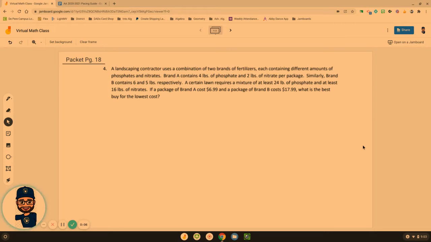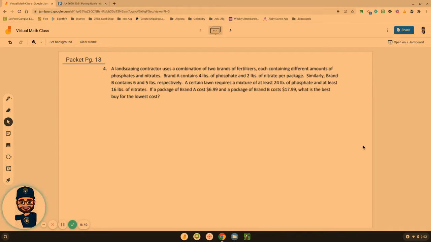Today we are going to look at problem number 4, which is on page 18 of your chapter 5 packet. It is a landscaping problem. A landscape contractor uses a combination of two brands of fertilizer, each containing different amounts of phosphates and nitrates. So he's using these two different brands on the same lawn or something. Brand A contains 4 pounds of phosphate and 2 pounds of nitrate. Similarly, brand B has 6 pounds and 5 pounds respectively. So 6 pounds of phosphate, 5 pounds of nitrate.